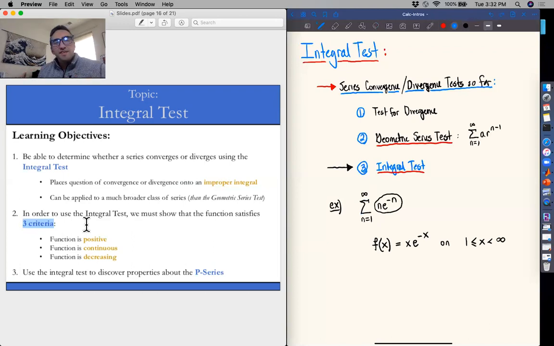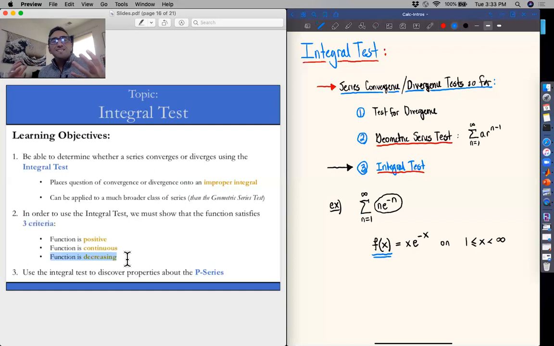So the buy-in allowing us to do the integral test is this function must satisfy three things. This function f of x, in order to apply the integral test, must be positive, it must be continuous, and the function also must be decreasing. If those three things happen, then we're allowed to apply the integral test to it.